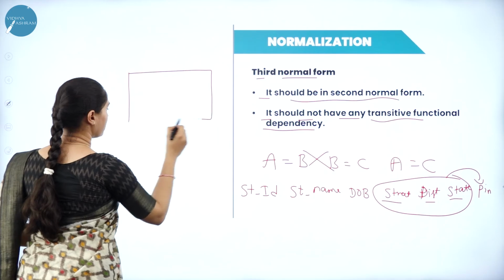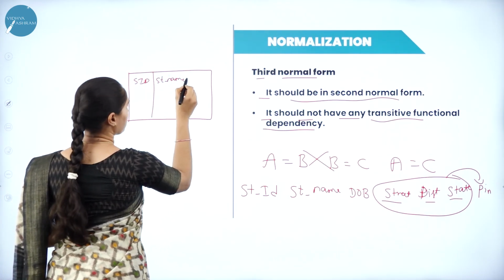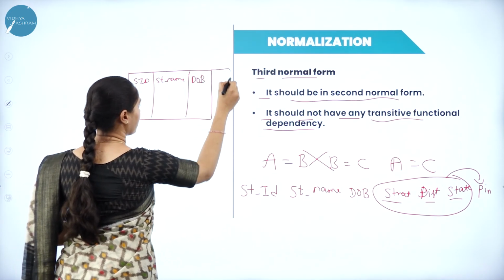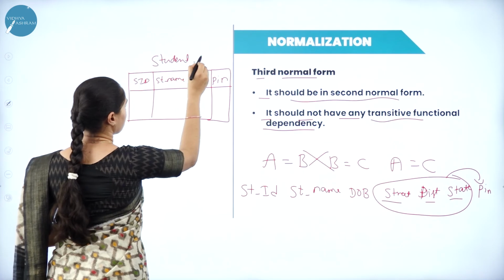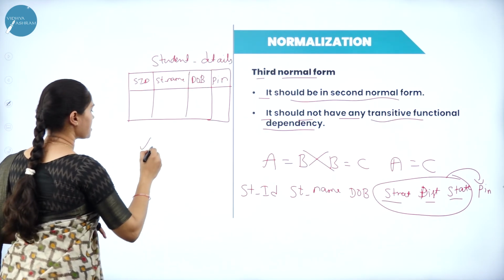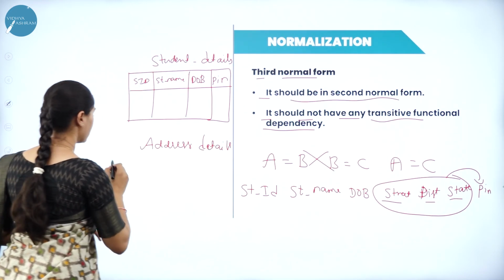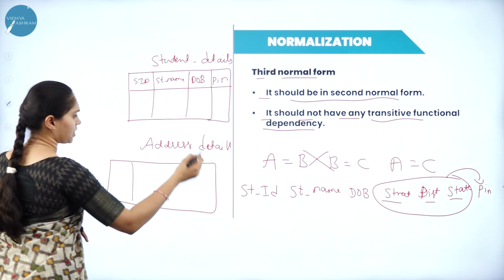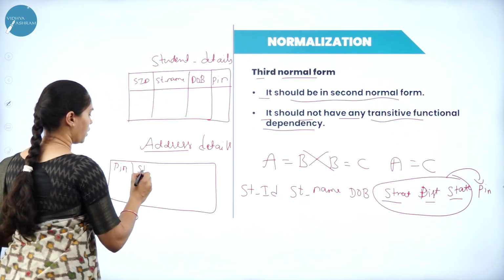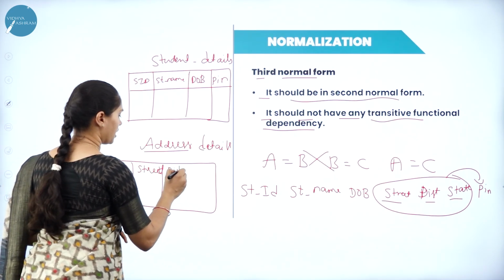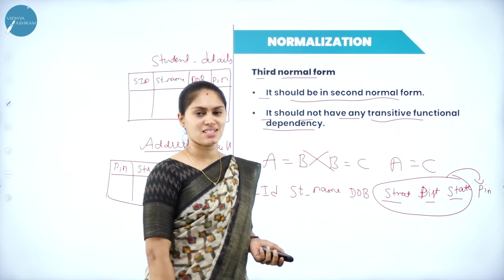If I consider a student table, at that time the student ID must be the primary key and it includes student name, and I am going to take date of birth as one more attribute and I will consider PIN. So this is the student details table. And I must have one more table called address details. In that address details, I am going to take the PIN as the primary key, and I will take the remaining attributes as attributes of this address details. So it includes PIN as the primary key, and it includes street, district, and also state. This will be considered as one more table. So now we can say that this is in the third normal form.